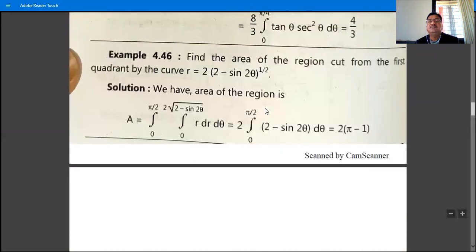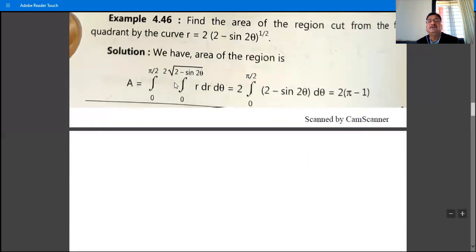These are some problems for homework. Find the area of the region cut from the first quadrant by the curve. So the area of the region is the integration from 0 to pi by 2, since first quadrant means 0 to pi by 2, and r runs from 0 to 2 root this, with r dr d theta. This is the area.